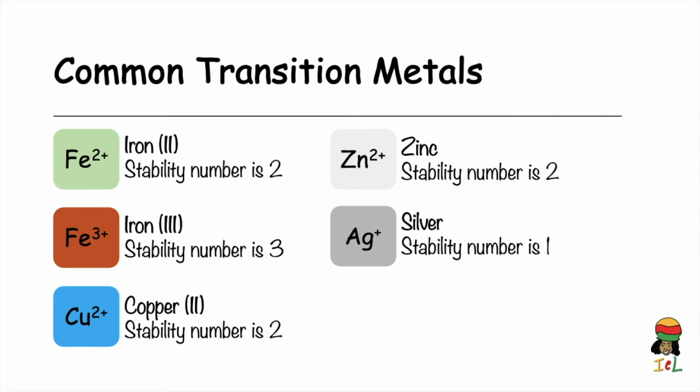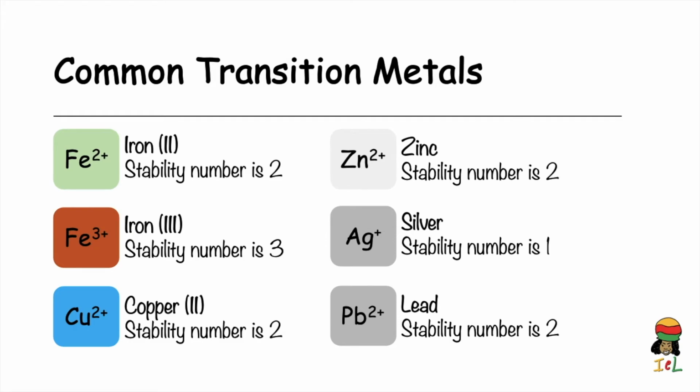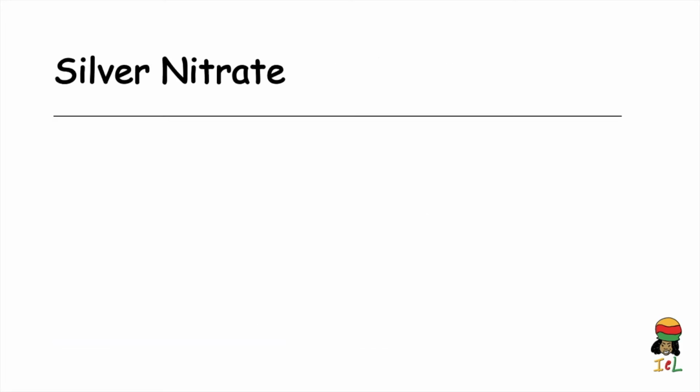Silver loses 1 electron when it bonds to form the stable metal ion Ag+, hence the stability number is 1. Lead, a post-transition metal, loses 2 electrons when it bonds to form the stable metal ion Pb2+. Thus, the stability number is 2. The first example for this section is silver nitrate. Silver is a transition metal and nitrate is a radical.